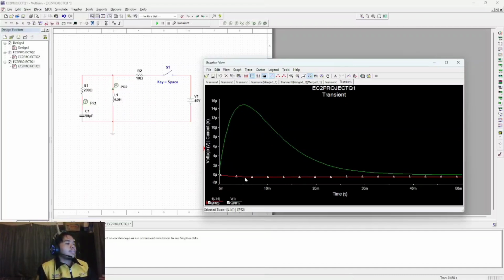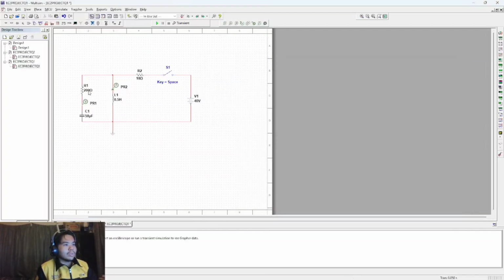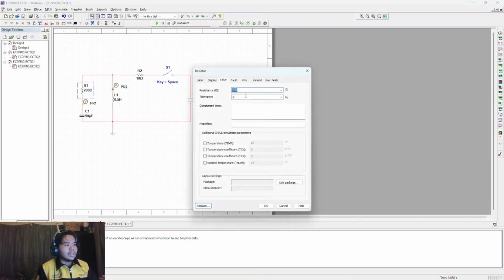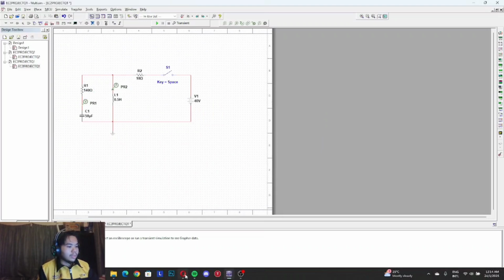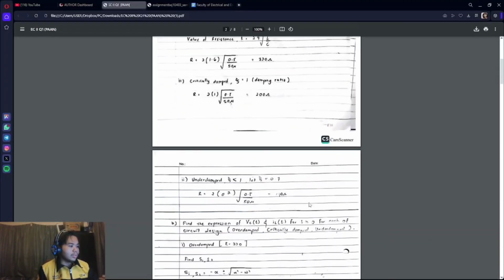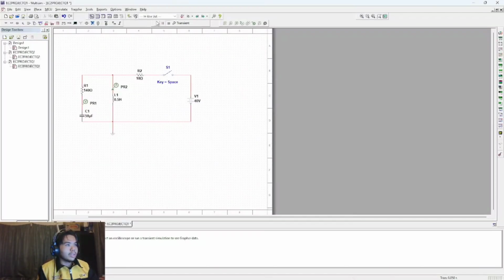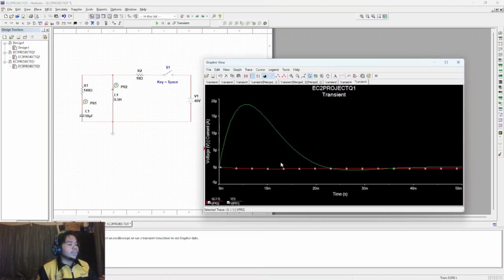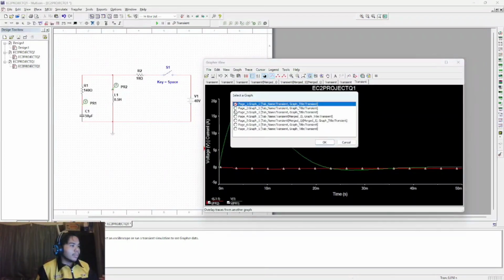The red line is IL, and the green line is the voltage. And then we go to the last one for underdamped. We need 140 ohm. Is it correct, like our calculation? 140 ohm. Then we just click run. So this is the underdamped graph, and then we need to merge all three of them.